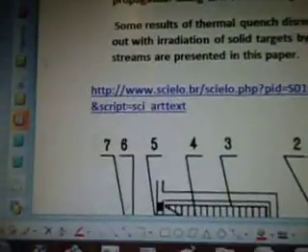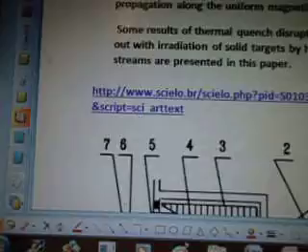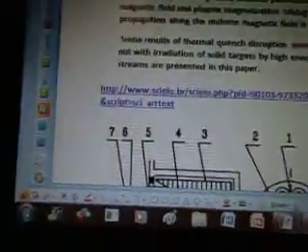The main attention was paid to plasma parameters, measurements in the different regimes of operation, analysis of efficiency of powerful plasma streams, penetration into mirror magnetic field, and plasma magnetization taking place under their propagation along the uniform magnetic field is carried out. Some results of thermal quench disruption simulations carried out with irradiation of solid targets by high energy plasma streams are presented in this paper. And that's from www.scielo.br, and then a long string of other numbers.